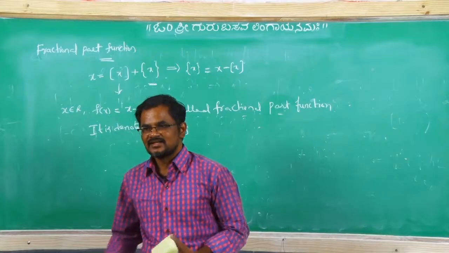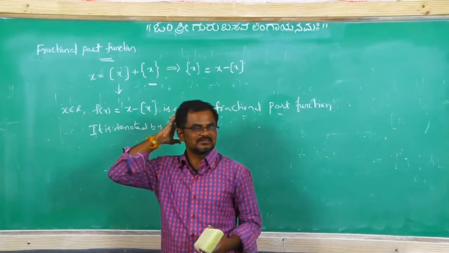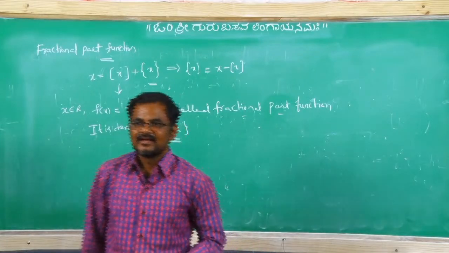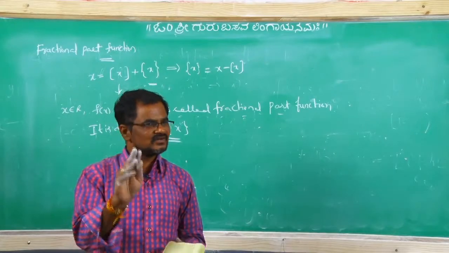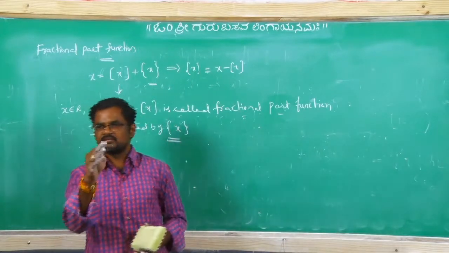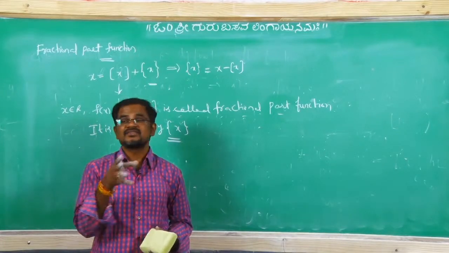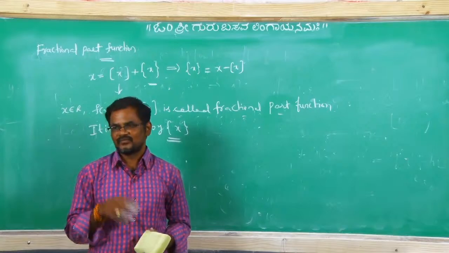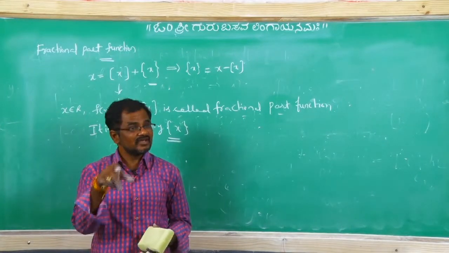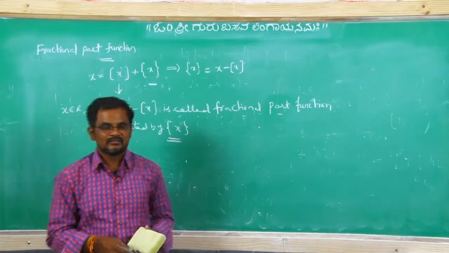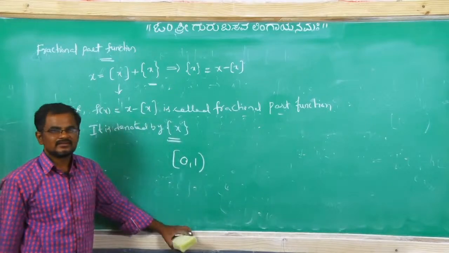Fractional part range. The domain is all real numbers, because you defined it as x belongs to the real numbers. What is the range? For every integer, the fractional part is 0. Fractional part can be 0, 0.1, 0.2, but 1 we can't take. So the range is the closed interval 0 to open interval 1. This is the range, or not?